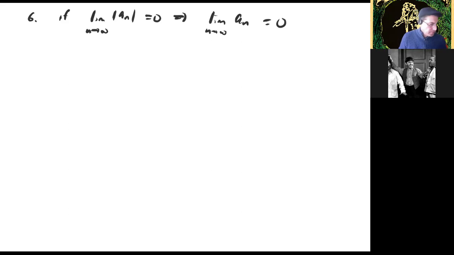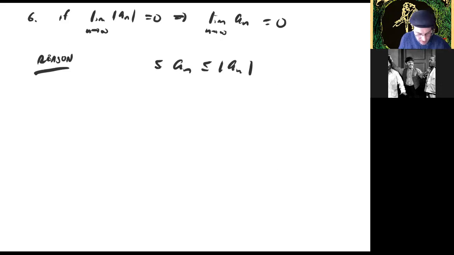Okay, so here's an application of the preceding. Suppose the limit of the absolute values of a sequence is equal to 0, then so is the limit as n goes to infinity of the original sequence a sub n. And here's the reason. I'm going to use the squeeze property. The number a sub n is less than or equal to its absolute value always. And it's also greater than or equal to minus its absolute value.